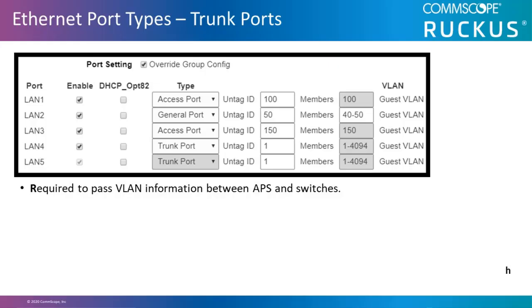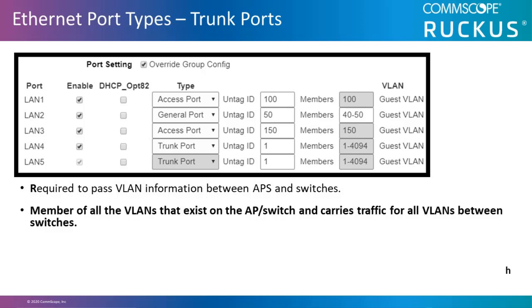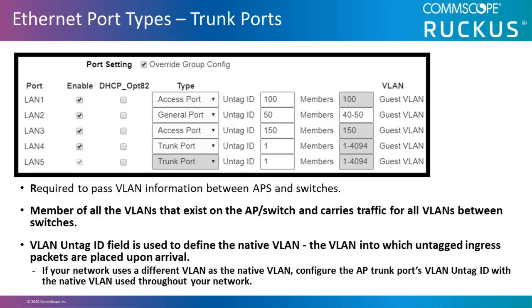Trunk ports, or links, are required to pass VLAN information between access points and switches. The trunk port is a member of all the VLANs that exist on the AP or switch and carries traffic for all VLANs between switches. For a trunk port, the VLAN untag ID field is used to define the native VLAN, in this case, 1. The VLAN into which the untagged ingress packets are placed upon arrival. If your network uses a different VLAN as the native VLAN, configure the AP trunk port's VLAN untag ID with the native VLAN used throughout your network.